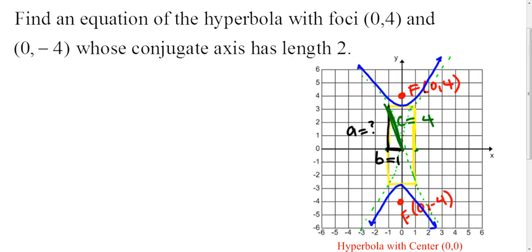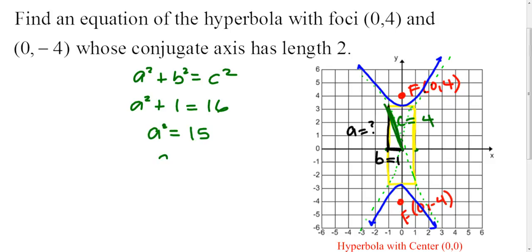I am now going to figure out what A is by following the Pythagorean theorem. So A squared plus B squared equals C squared. So A squared plus 1 equals 16. So A squared equals 15, and A then is the square root of 15.